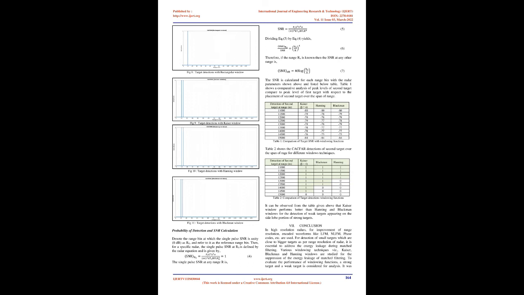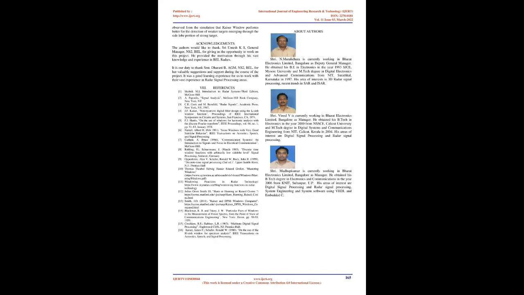Pulse width T, 100 µs. Beam width, 5 degrees. Chirp bandwidth B, 5 MHz. Sampling rate Fs, 10 MHz. Target 1 parameters. Range, 10 km. Velocity, 50 m/s. Target RCS, 100 square meters.